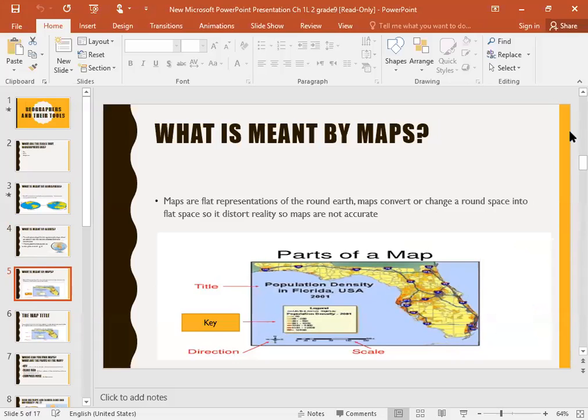So it has a very crucial con: it distorts reality. Maps are not accurate like globes, because they distort reality. The Earth is like a ball, and the globe is also like a ball, but the map is flat. So when we change the globe or the Earth into maps, we distort reality, and they are not as accurate as globes. Again, maps are flat representations of the Earth.